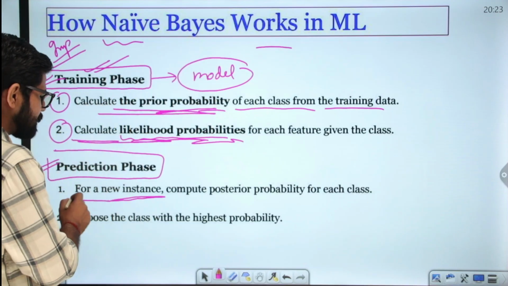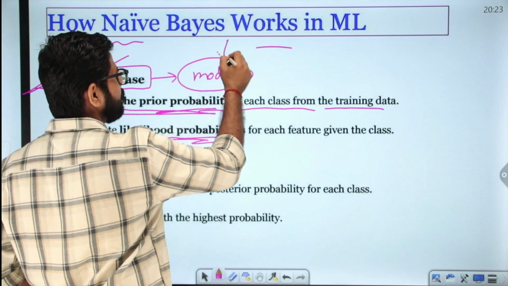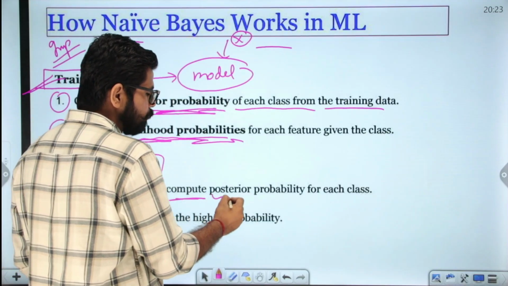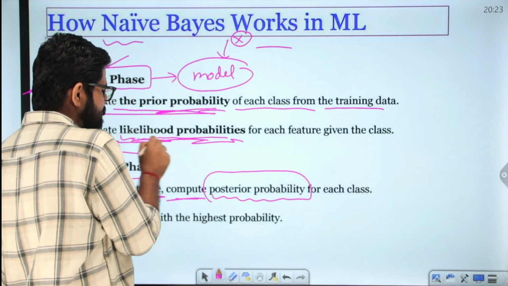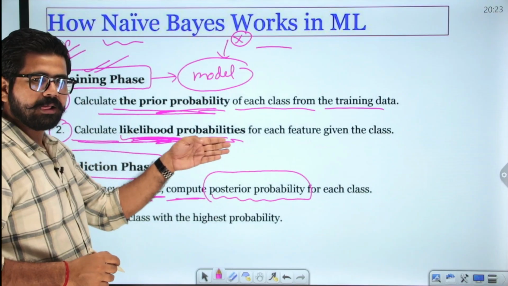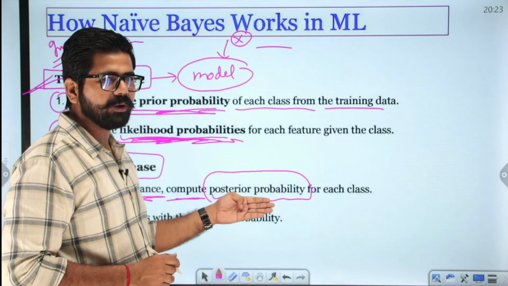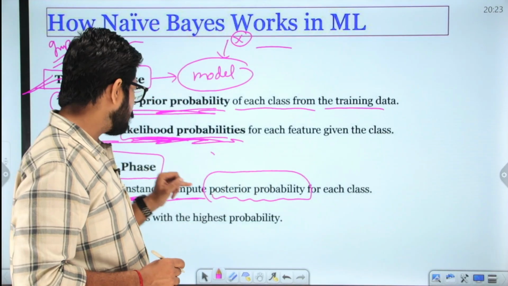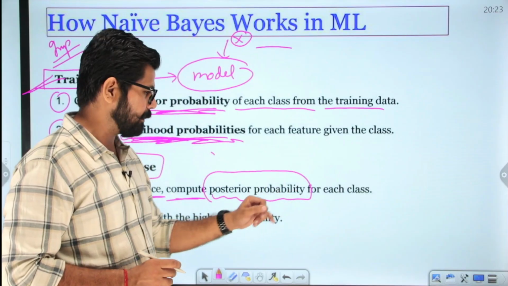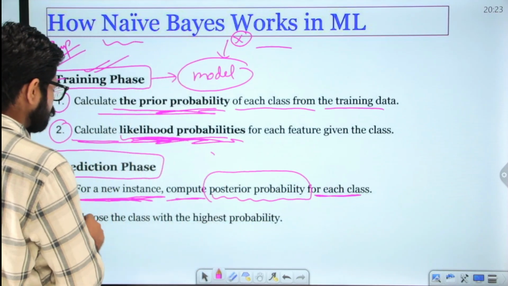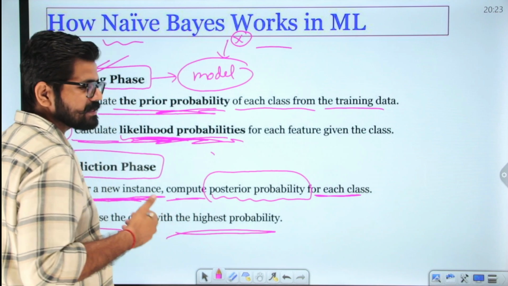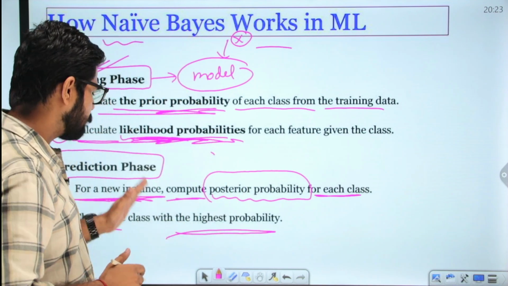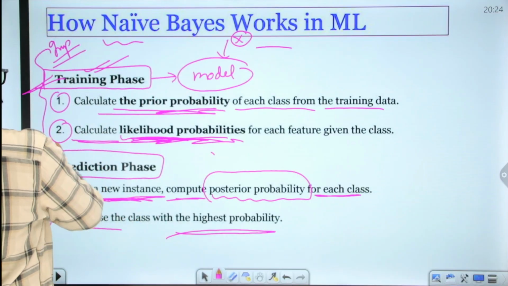After the training phase comes the prediction phase, where we give a new instance, any new X class. We don't know what that particular class is, and you need to compute the posterior probability. In the training phase you go with the likelihood probability, but in the prediction phase you need to find the posterior probability. That is, initially you are finding P of B given A, and in the prediction phase you find P of A given B for each class. Then choose the class with the highest probability, and the class that has the highest probability is the one we choose; that will be your exact answer. Clear? I hope this thing is clear to you.